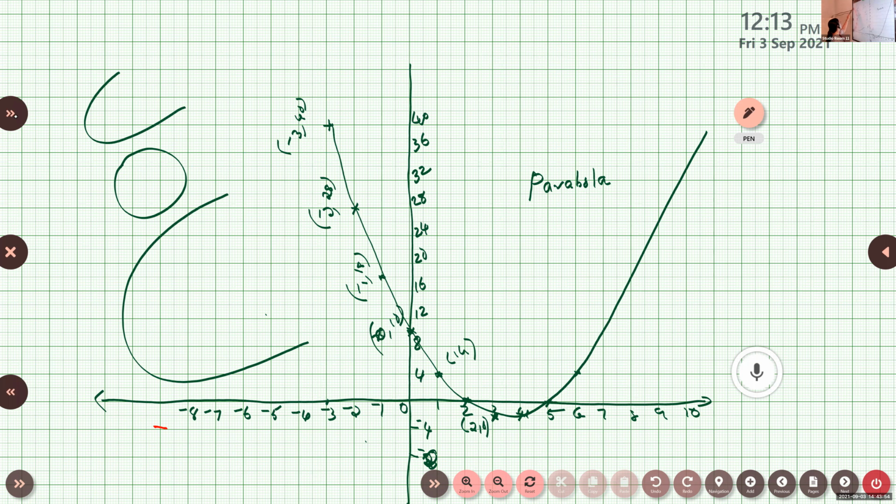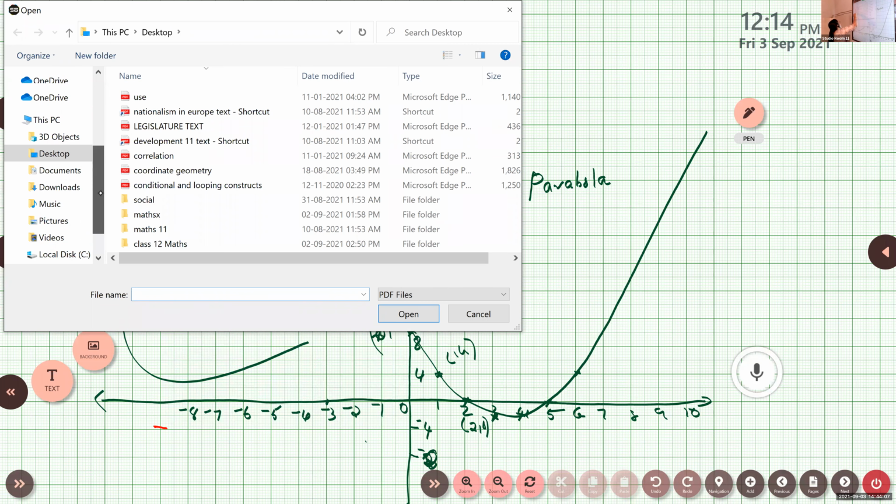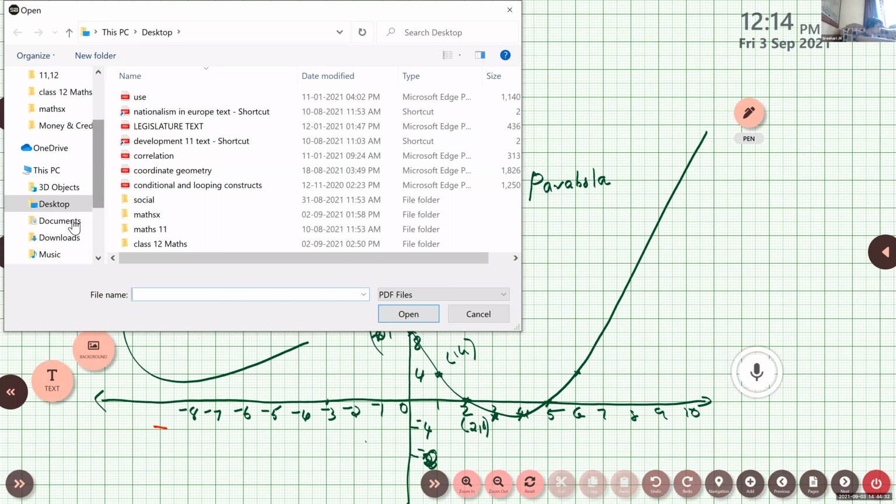Take your textbook. Chapter: areas related to circles. Next question. The last question is question number... Is it over, isn't it? The racing tracks question is over. Did you write any question after that tracks question? No, ma'am. Okay.